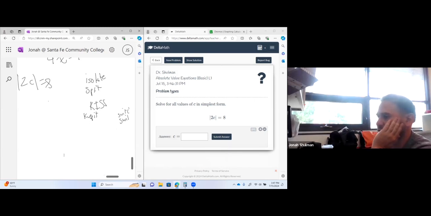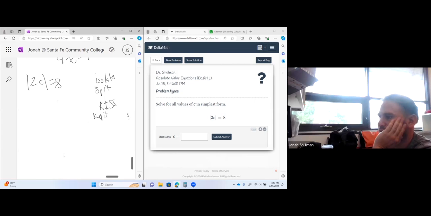It's already isolated because the bars are by themselves, which basically means we have 2c equals 8 and 2c equals -8. It could be both. We divide both sides by 2. C equals 4. C equals -4.